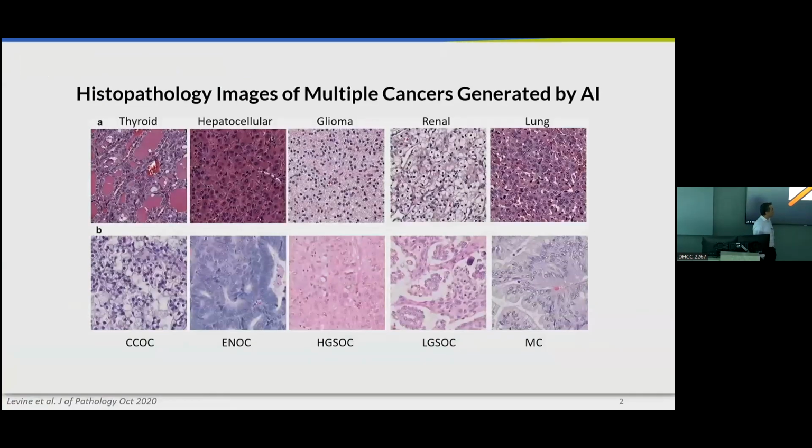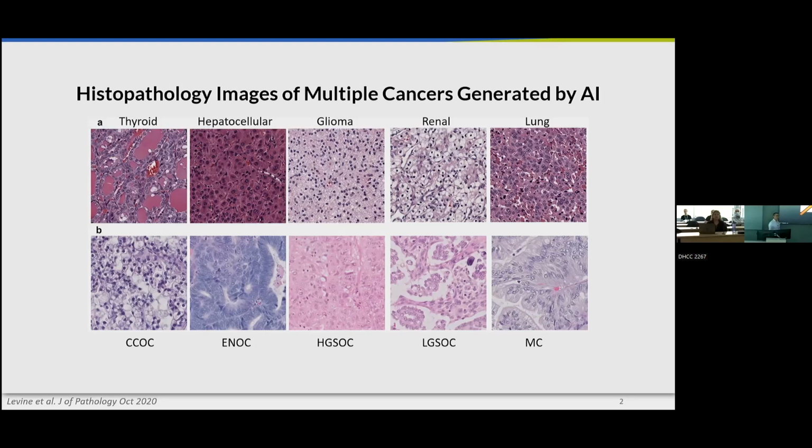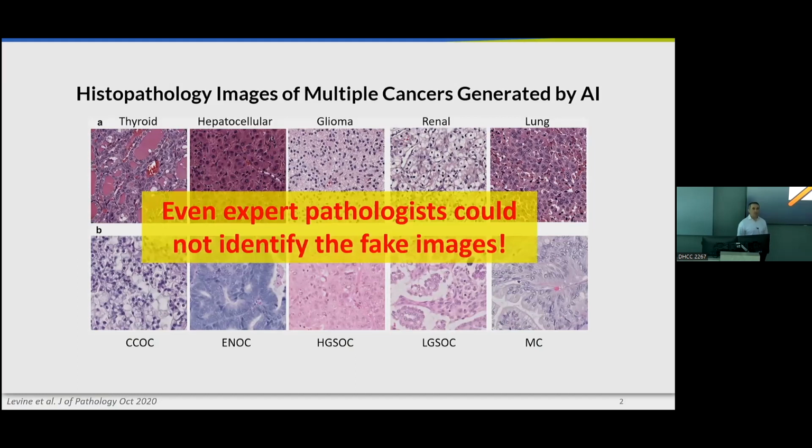To start with, these are histopathology images of different cancers on top, and also the 5 histotypes of ovarian cancer that were actually generated by AI. I think these days everybody knows about ChatGPT and also DALL-E, which is basically the equivalent of ChatGPT for images. But we did this work in 2020, so these technologies are not that new. The interesting thing is that when we showed these slides to pathologists, they were not able to tell the difference between real and synthetic or fake images.